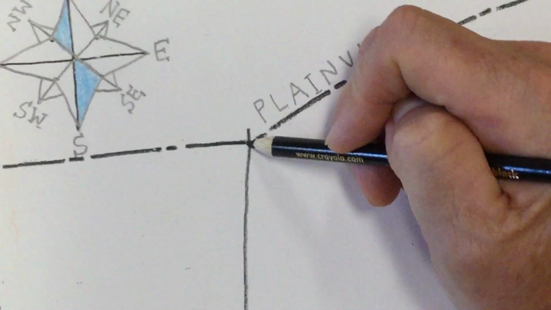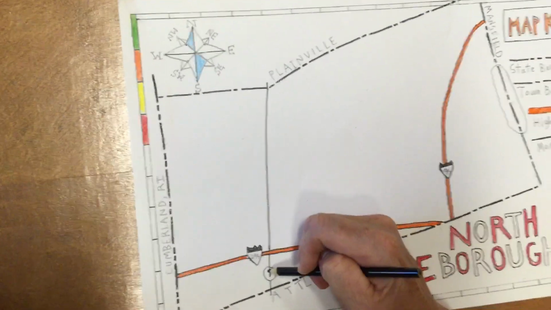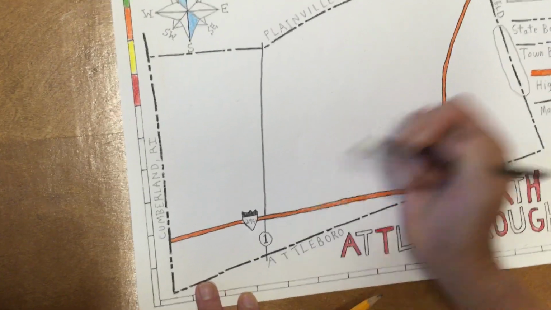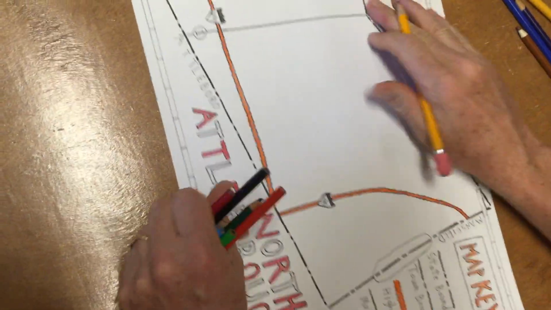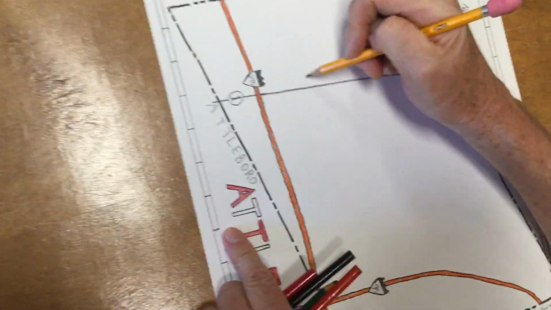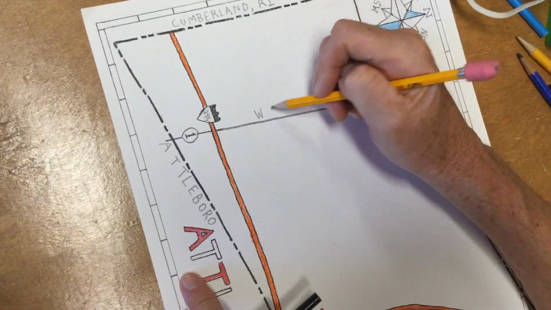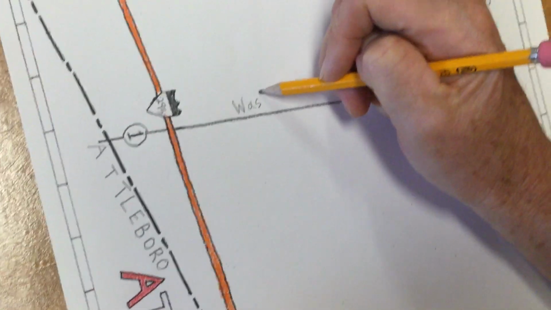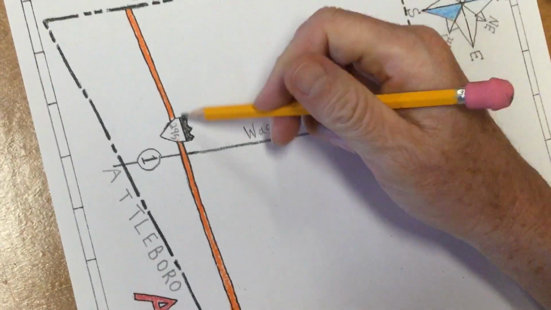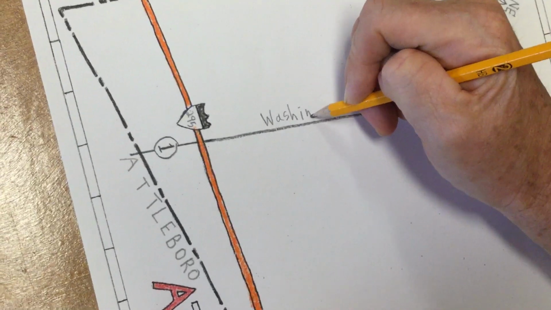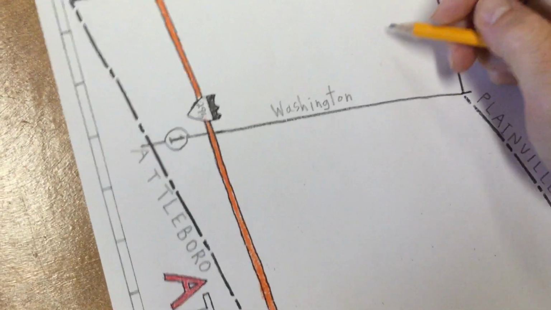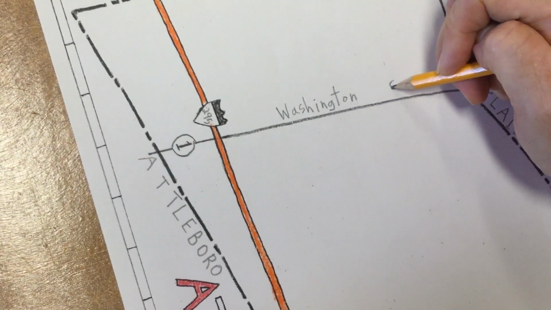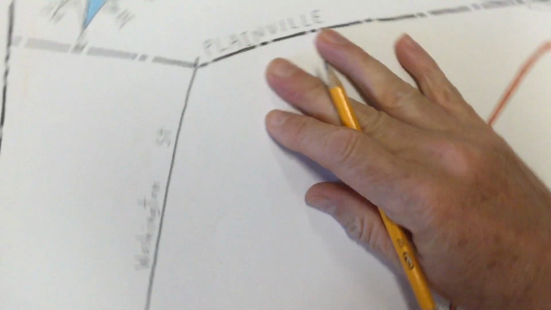Of course the road does continue into Plainville and Attleborough a little bit. Make that into a number 1. Now, this road is called, we should label it as we go, this road becomes Washington Street. I'm sure you're all familiar with Washington Street. North Washington Street, South Washington Street, but we'll just call it Washington Street. Probably named after the first president. All right, so there's one road.